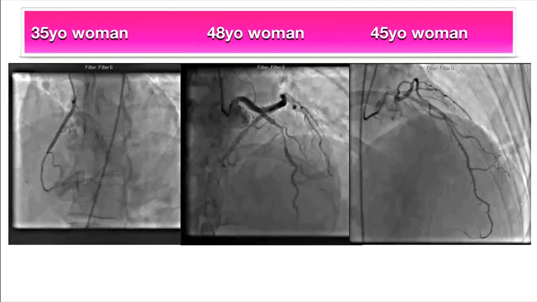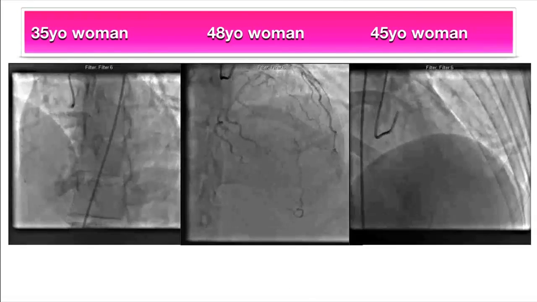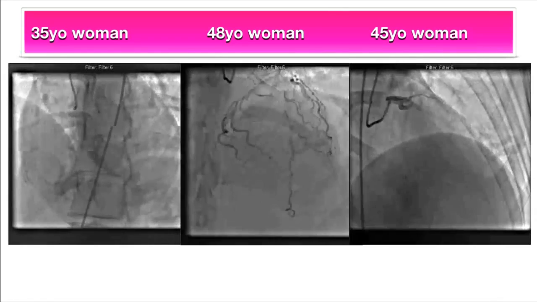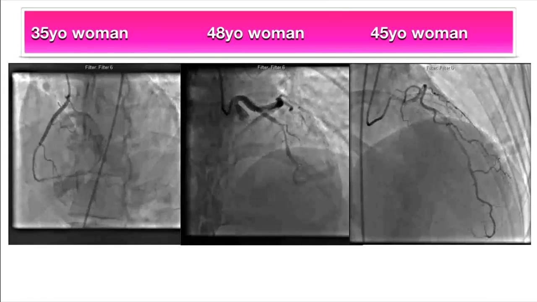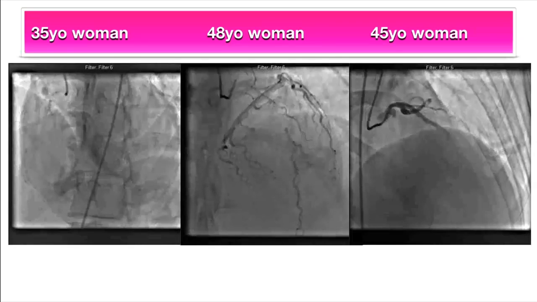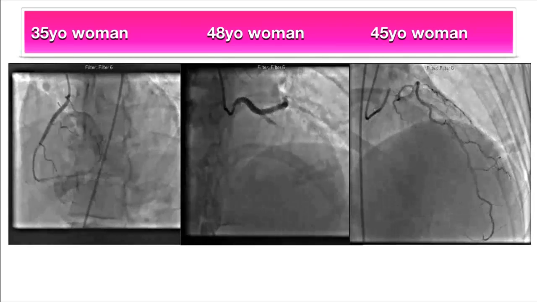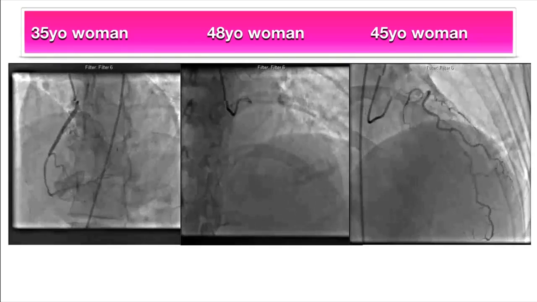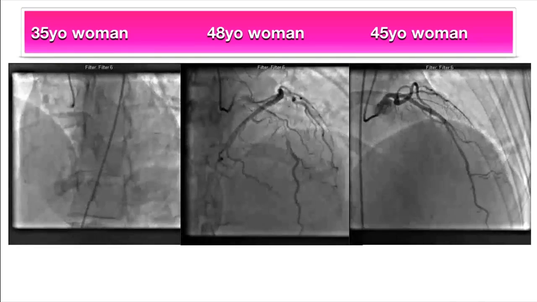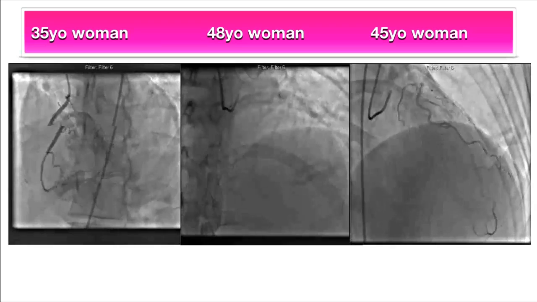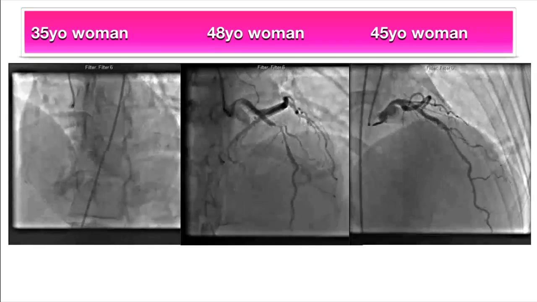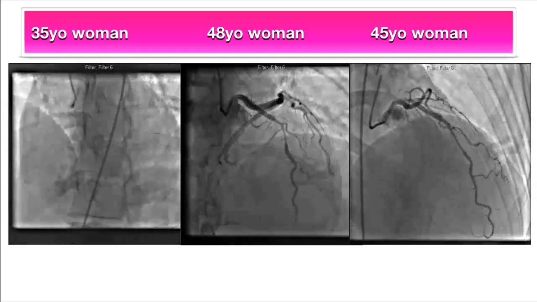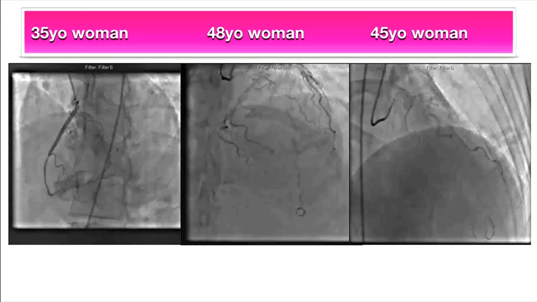So in fact, I'll just show you the three cases that got me interested in SCAD. I saw these three cases in a two-week period at Vancouver General Hospital in April 2011. You can see on the angiograms here on the left side, long disease in the mid to distal right coronary artery, in the middle panel, disease in the mid-LAD, and in the right panel, disease in the mid-LAD as well. And 2011 also coincided with our hospital acquiring the OCT machine.